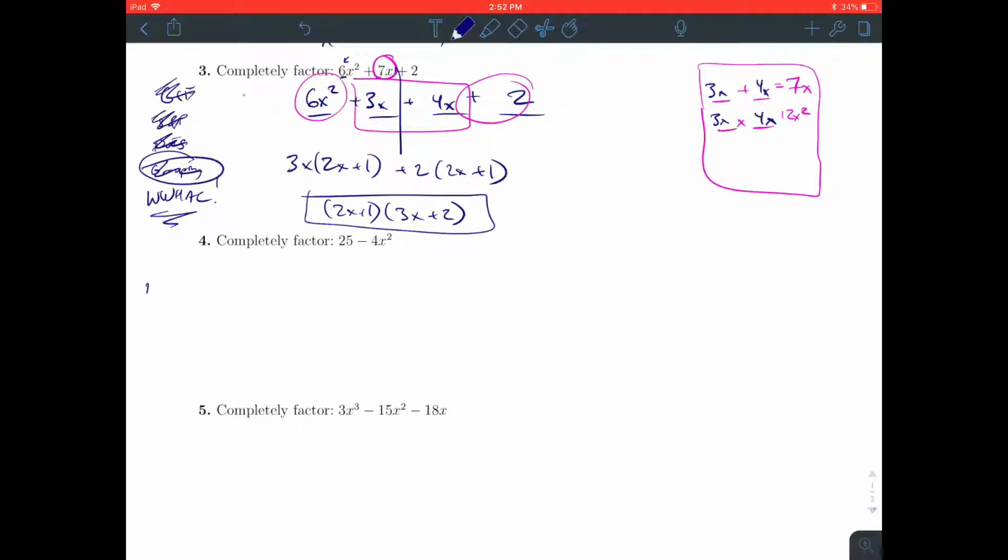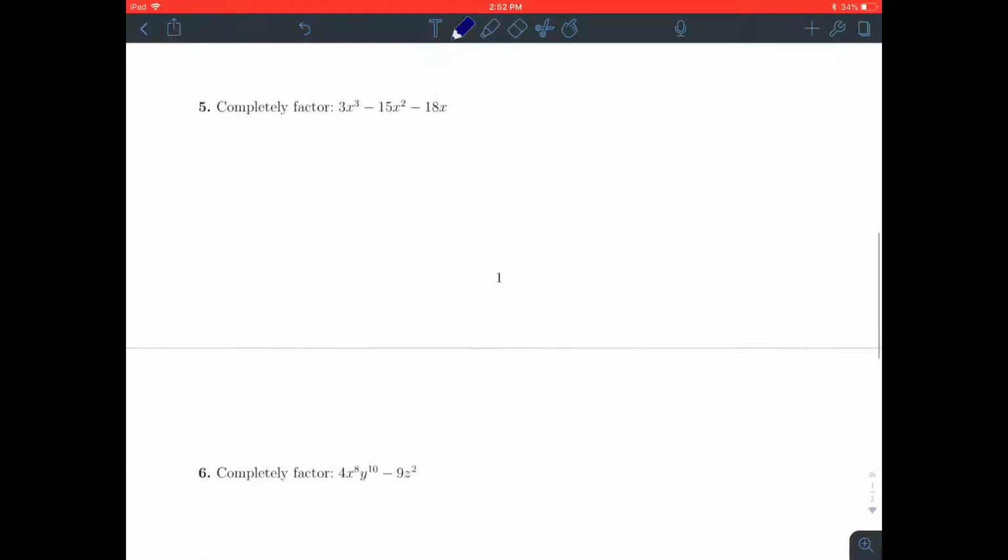Completely factor. This is a difference of two squares problem because we have a difference of two perfect squares. So we get 5 minus 2x times 5 plus 2x, because 5 times 5 is 25, and negative 2x times 2x is negative 4x squared.